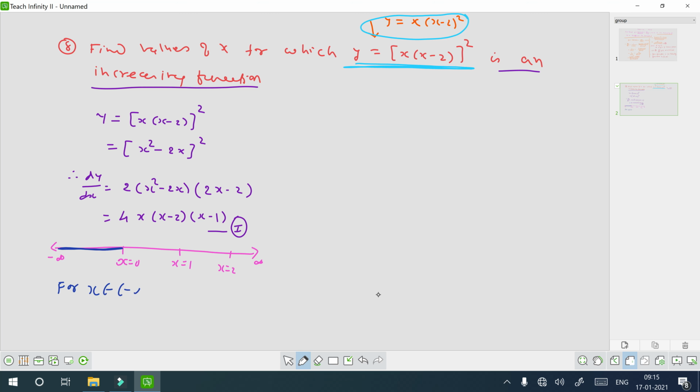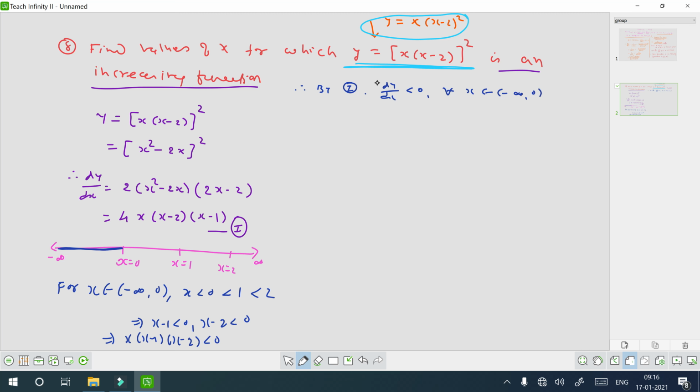For x belonging to minus infinity to 0, x is less than 0, it is less than 1, it is less than 2. So this implies x minus 1 less than 0, x minus 2 less than 0, and this implies x into (x minus 1) into (x minus 2) is less than 0. And therefore by 1, dy by dx is less than 0 for all x belonging to minus infinity to 0, and therefore in minus infinity to 0 it is a strictly decreasing function.